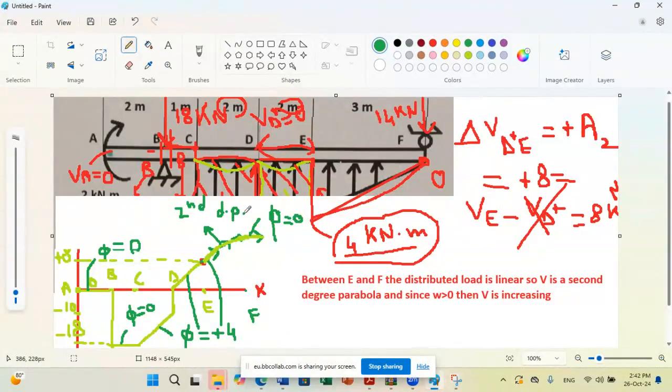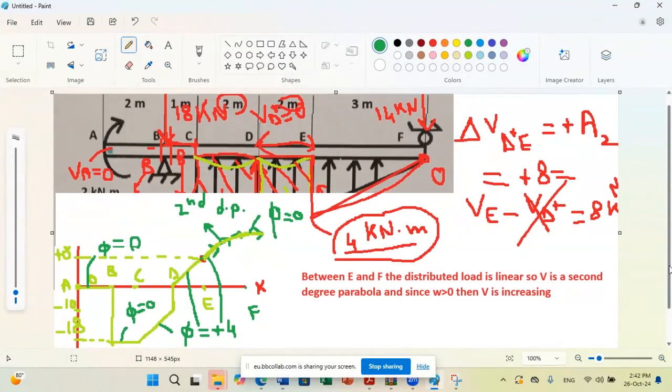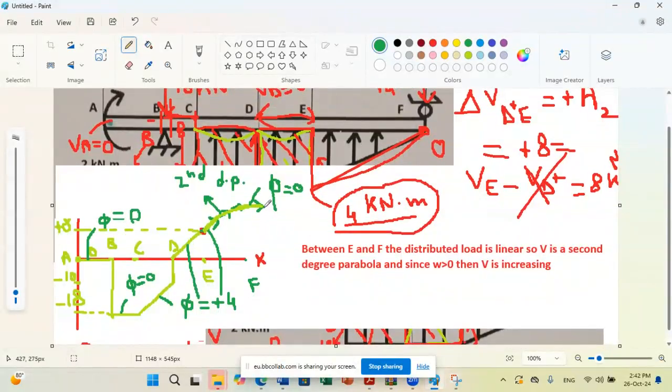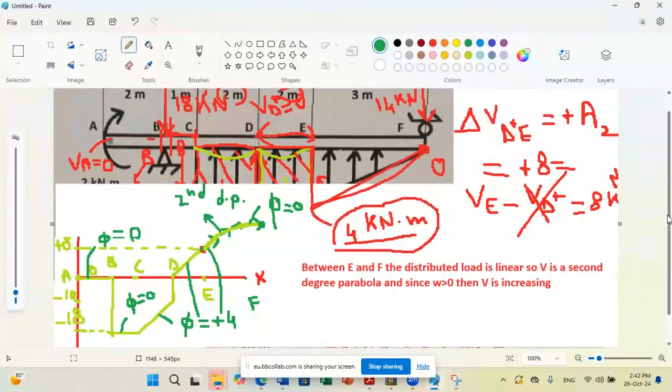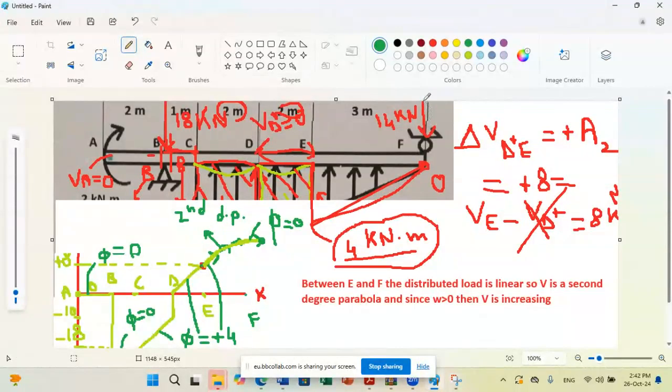Now I still need one piece of information to finish my shear diagram. I need to determine at this point here what is the value of my shear. To find the value of my shear at this point, I have two methods. The first one, I can say that since at the end of my beam I have a downward force of 14 kilonewton, this force should bring me back to 0. So what should be the final value of my shear? At this point, the shear should be plus 14.